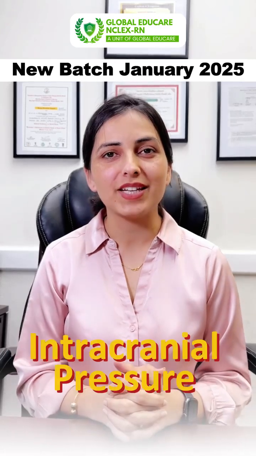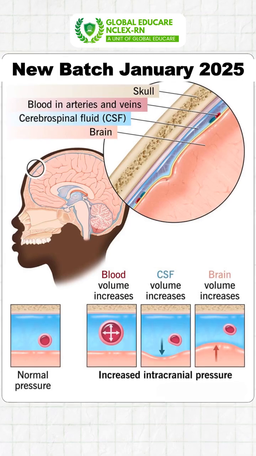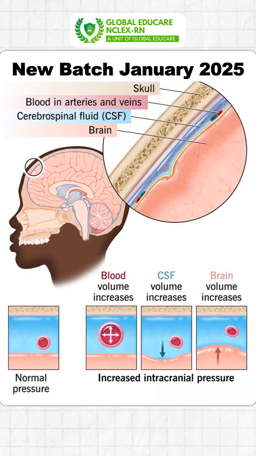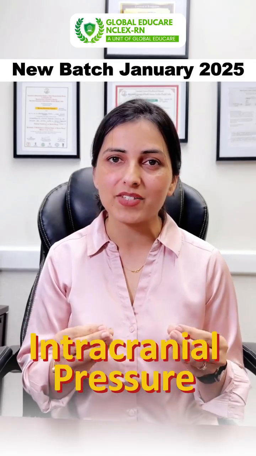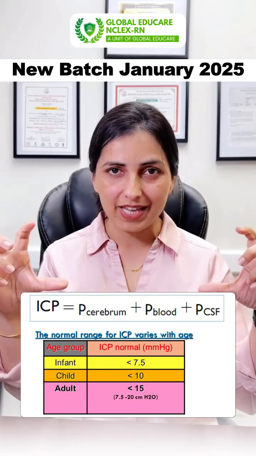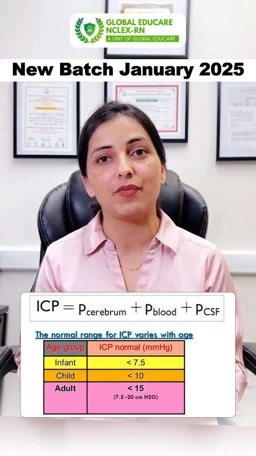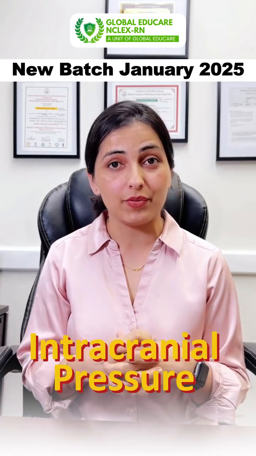What you need to know about intracranial pressure. So ICP is the pressure inside the skull, which includes blood, brain, and cerebrospinal fluid. It's a very critical parameter to determine neurological ailments and brain health. Very important to maintain the normal range. The range lies between 7 to 15. If it's more than 15, it indicates neurological complications or even brain death.